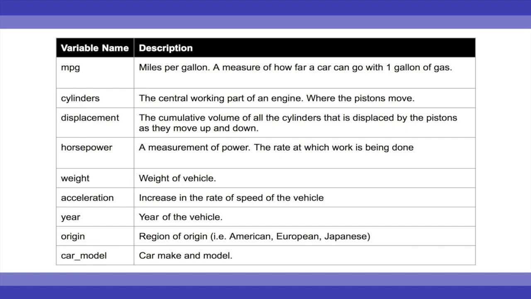Thanks, Britt. The dataset we used was downloaded from UCI Machine Learning Repository. It is called AutoMPG Dataset. Now let's dive into the variables that are contained in this dataset.